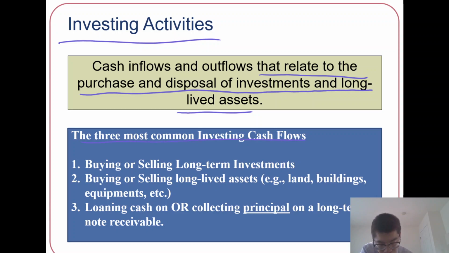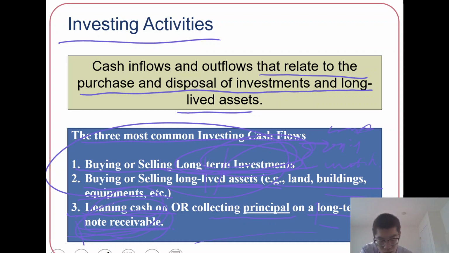So three big common investment cash flows: buying and selling long-term investments. Okay, what are long-term investments? That is your equipment, machinery, your copyrights, and so on and so forth. Okay, so why is it called long-term investments? Because you are investing in these resources and aiming for business growth in the future, right? So those are long-term investments. And buying and selling long-term assets. Okay, land, building, equipment. Okay, and similar thing. Those number one and number two are similar. And third, loaning cash or collecting principal on long-term notes receivable. Okay, notes receivable, and that is another investment.